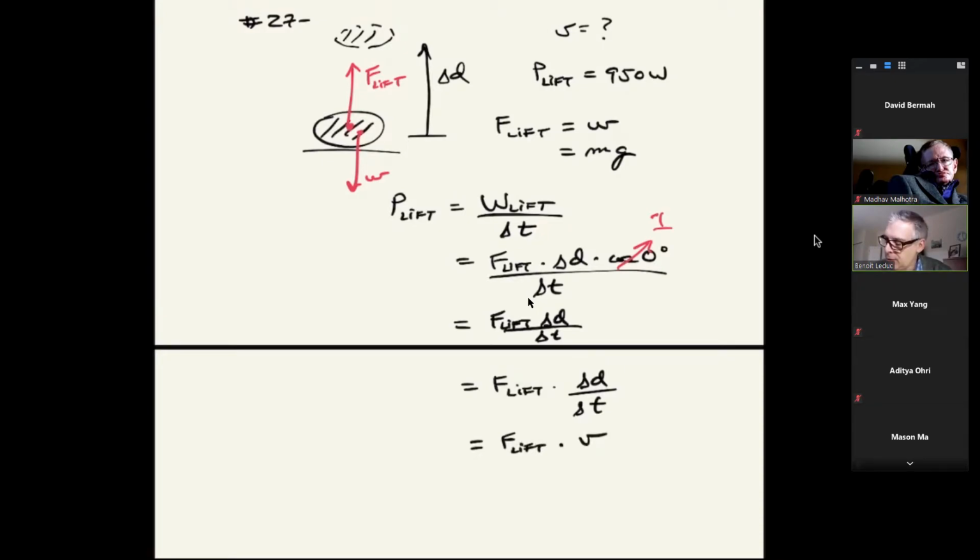Now here, of course, this is going to be 2 mg times v, power lift. And then you just isolate for the speed. That's it.